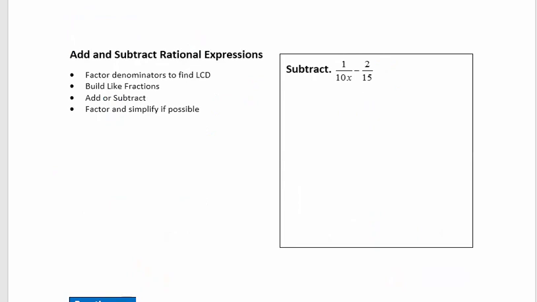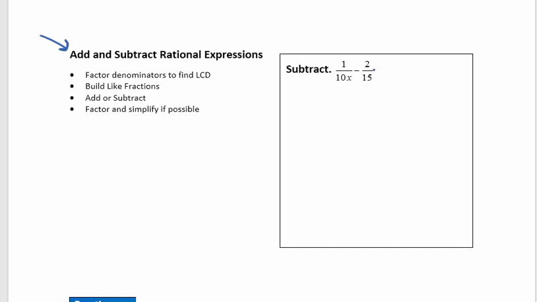All right, let's take a look at adding and subtracting rational expressions here. And I'm going to show you again another technique for this. We're also going to use factoring to do this. We're going to start out with factoring. Then we're going to build like fractions. And build like fractions, what that means is I need to get a common denominator here. So like fractions or like rational expressions in this case, we've got to get a common denominator there. Then once we get a common denominator, I can add or subtract, and then we'll look to simplify it the same way that we did before.